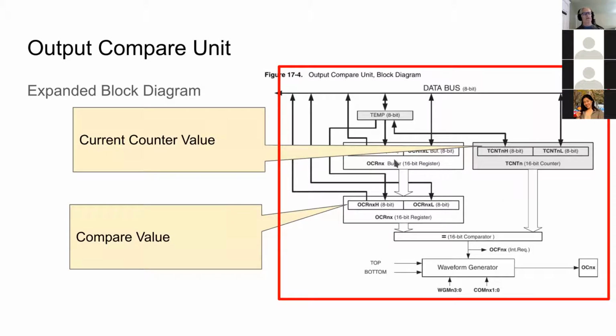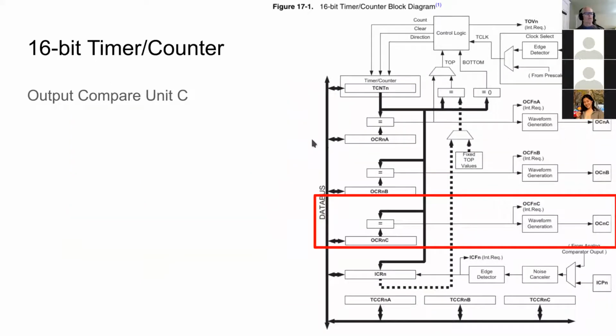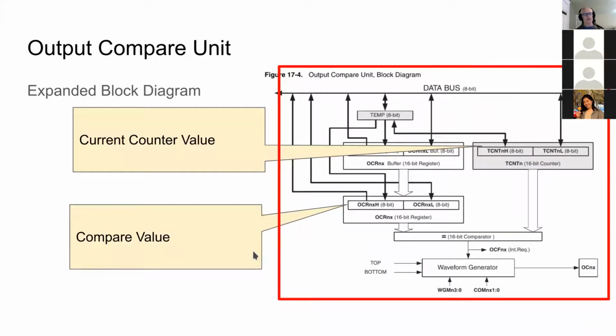So blowing that up, it looks like this. This is the same thing, just with more detail. So this is the counter itself, which has 2 8-bit halves. And this is the 16-bit comparator, the combinatorial circuit. And then this is the output compare register that we can set to a 16-bit value. Now, what's all this other stuff with the temp and everything? Well, it turns out that this data bus inside the timer is only 8 bits. So how can we send and receive 16-bit registers? How can we set and clear 16-bit registers?